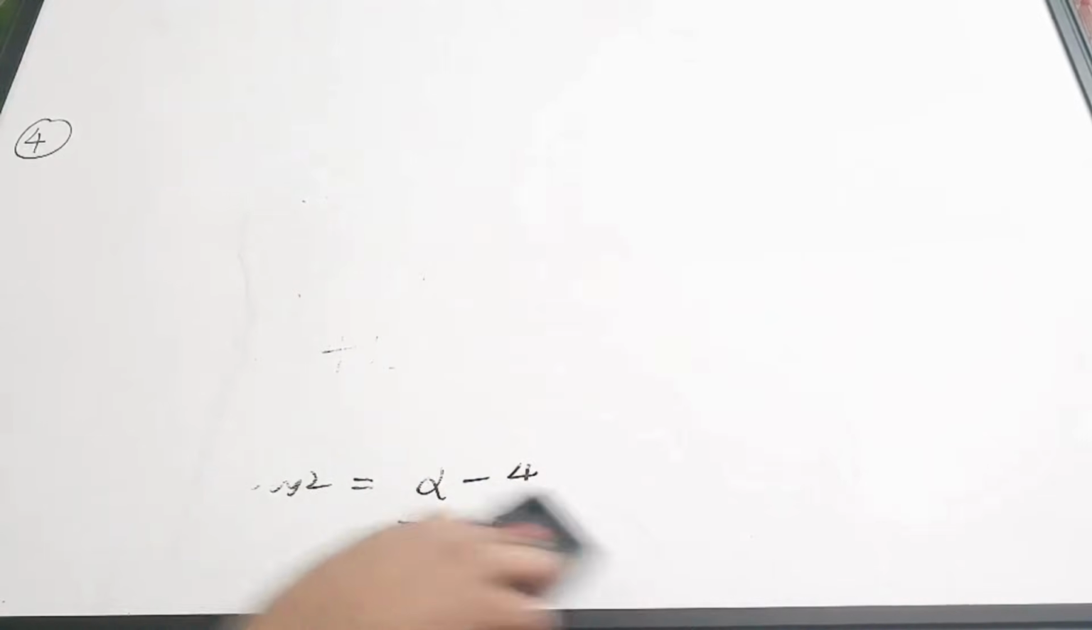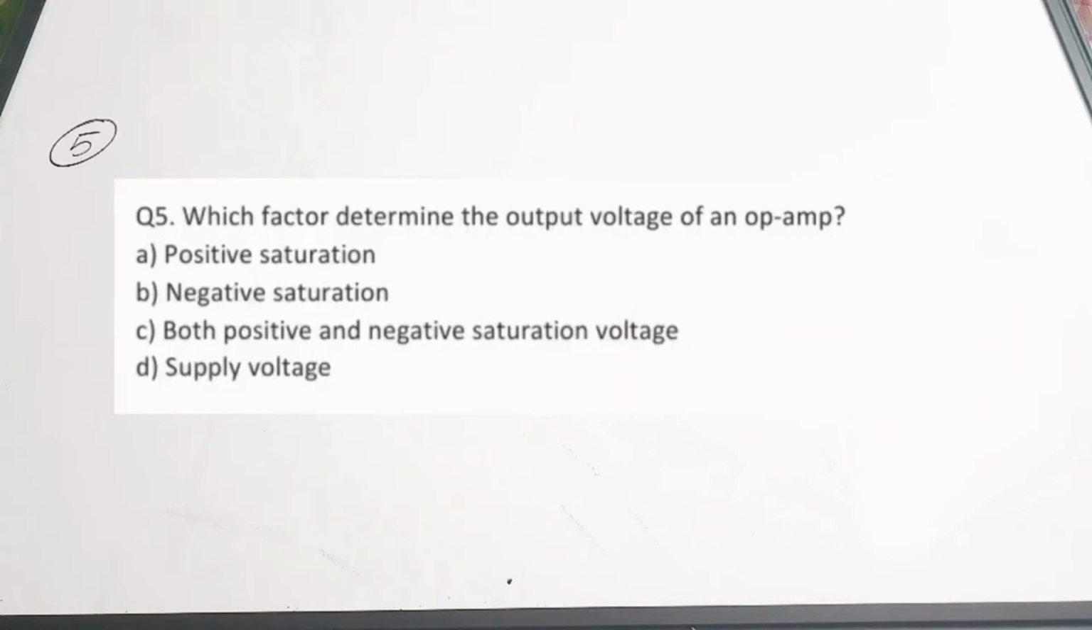So fifth question. The fifth question is, which factor determines the output voltage of op-amp? A, positive saturation, B, negative saturation, C, both positive and negative saturation voltage, D, supply voltage. Correct answer is option C, both positive and negative saturation voltages.